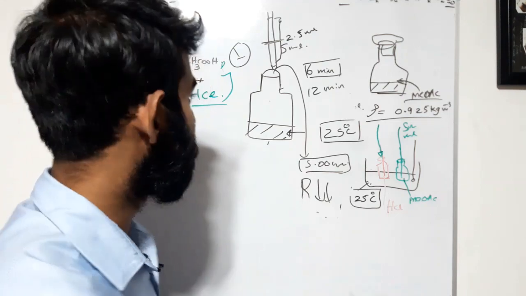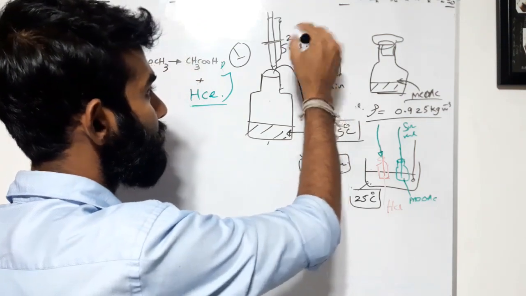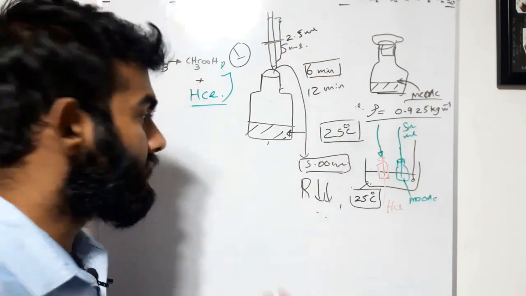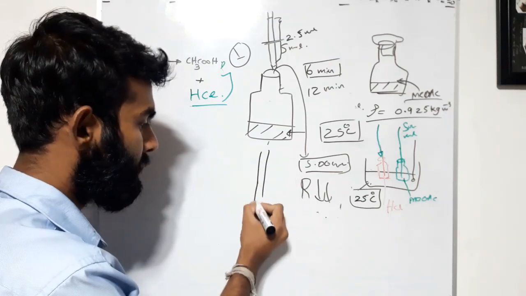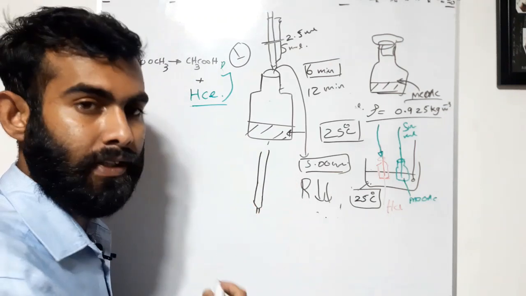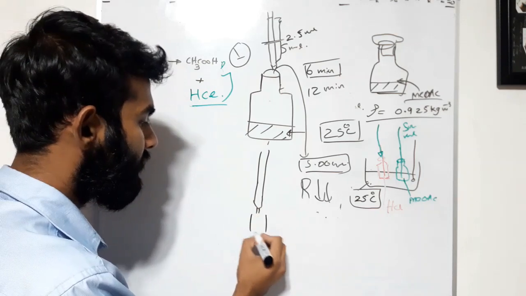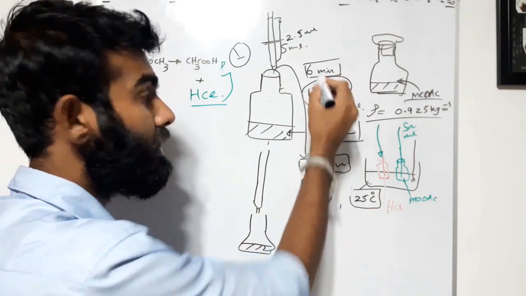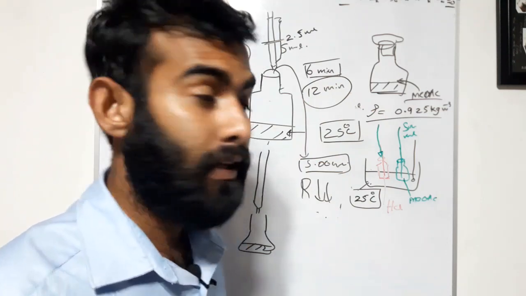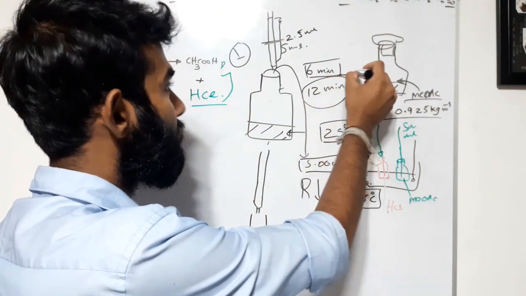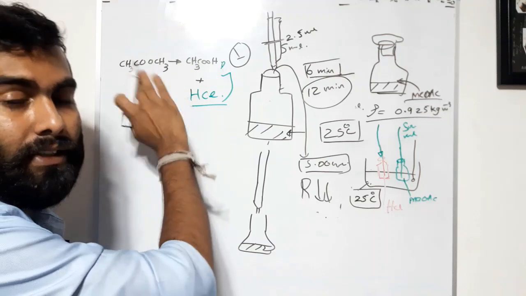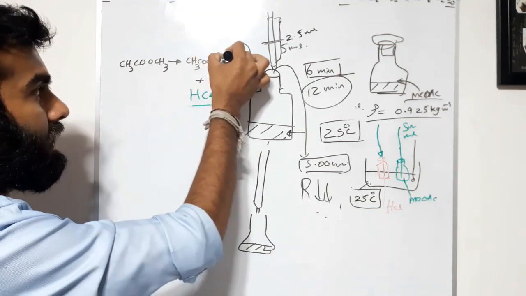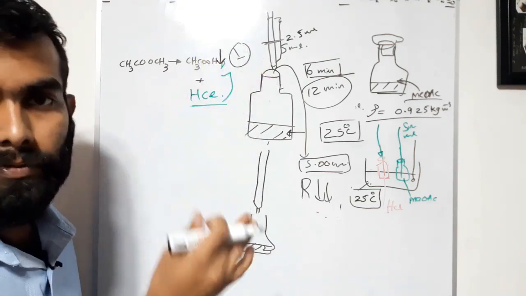After 12 minutes we will extract again 5 ml from this reaction mixture. We have to use a pipette for this extraction also, and we will add it into an ice-containing conical flask again. After 12 minutes what will happen? Initially, in 6 minutes this reaction happened, it is the initial time, so the acidic concentration will be low here in the first time.